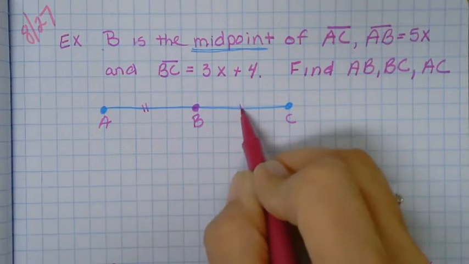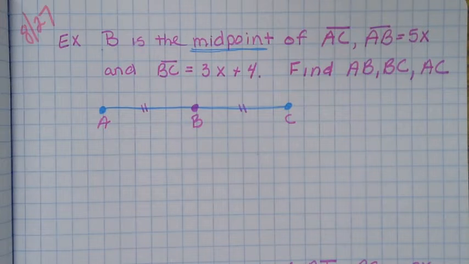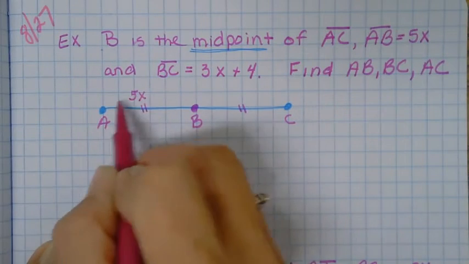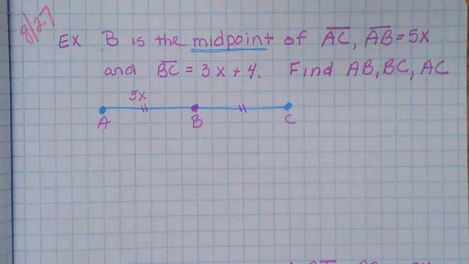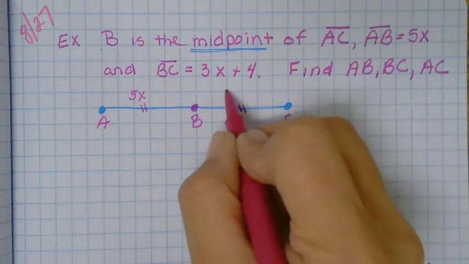And we can even put some little hash marks in the picture just to show us that B is exactly in the middle. So here it says that AB is 5x. So I'll put that right there. That means from A to B it's 5x. And from B to C it's 3x plus 4.